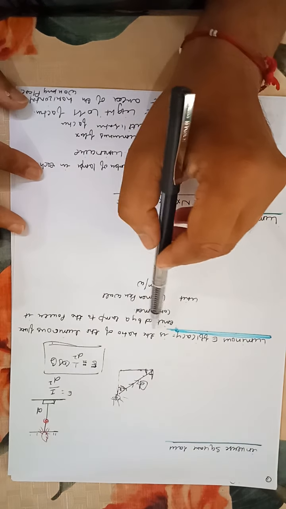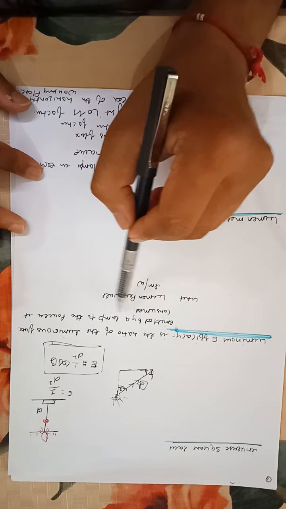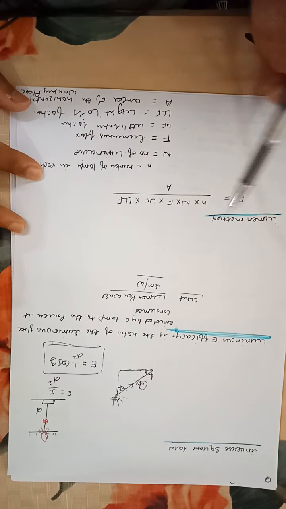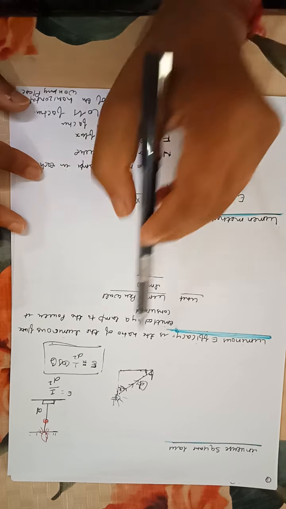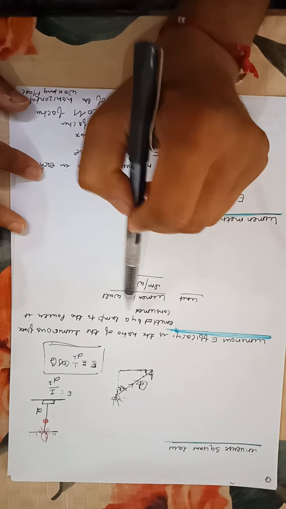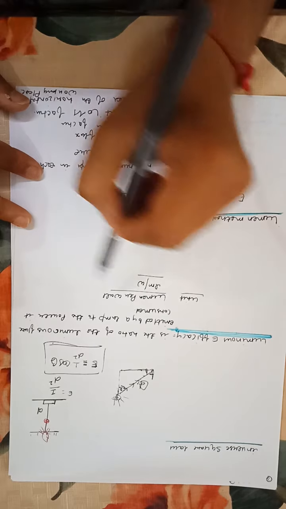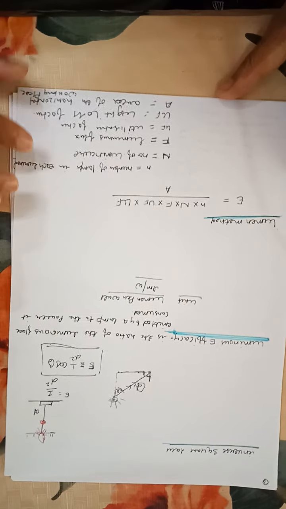Luminous efficiency is the ratio of the luminous flux emitted by a lamp to the power it consumed. Unit: lumen per watt. This is also important. Luminous efficiency is the ratio of the luminous flux emitted by a lamp to the power. Okay, lumen per watt, lumen to the power.